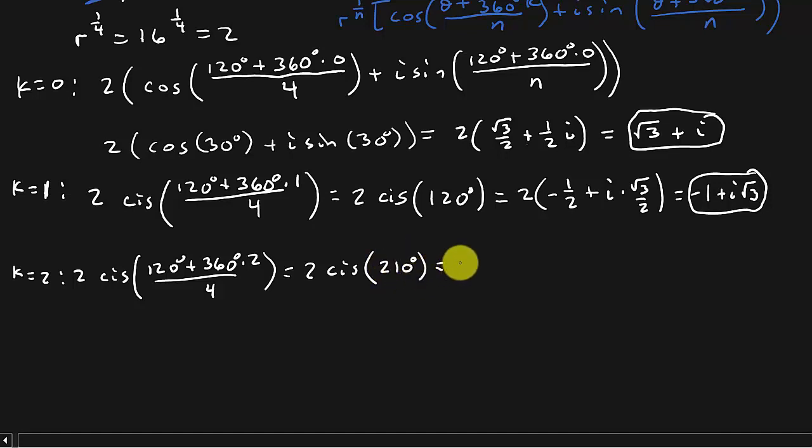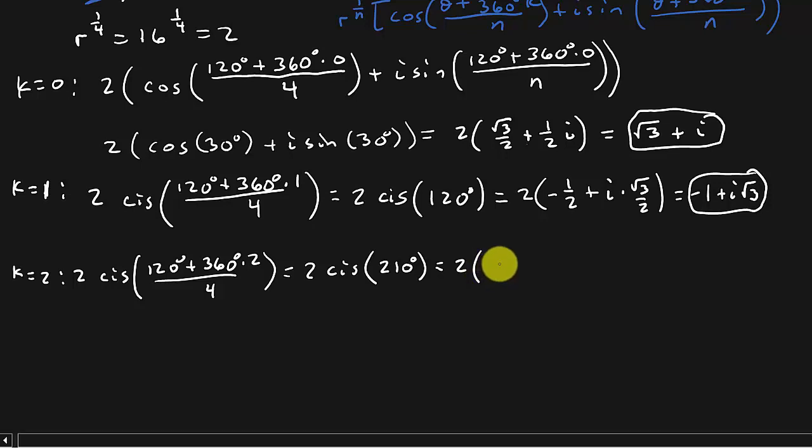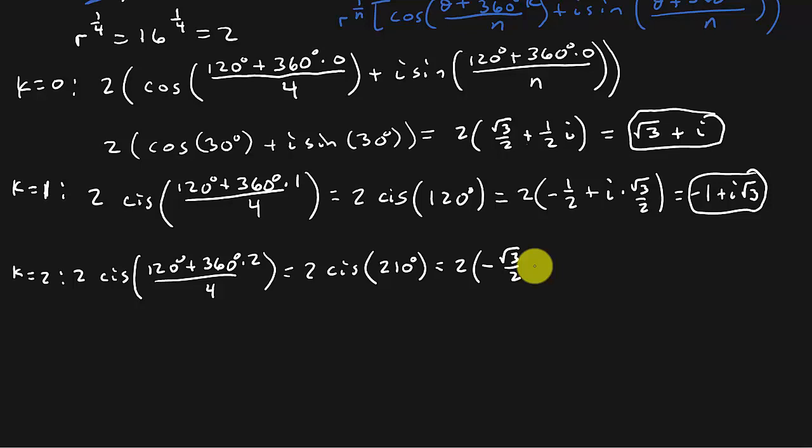All right. So that's going to be 2 times... okay, so we've got 210, that's in the third quadrant. Let's see, what's 210 minus 180? It's 30. So 30 is our reference angle. So the cosine of 30 is what? Square root of 3 over 2. 210 is in the third quadrant, so it's negative. And then I've got the sine of the reference angle. The sine of 30 is 1/2, right?